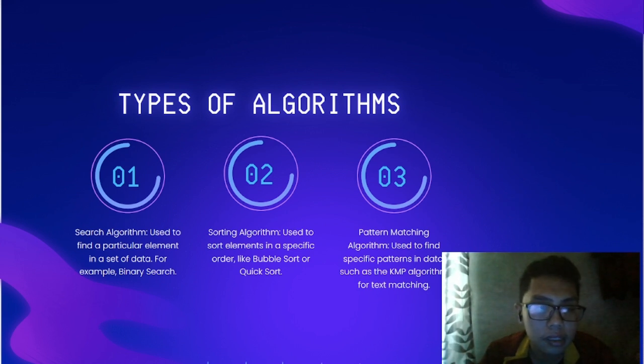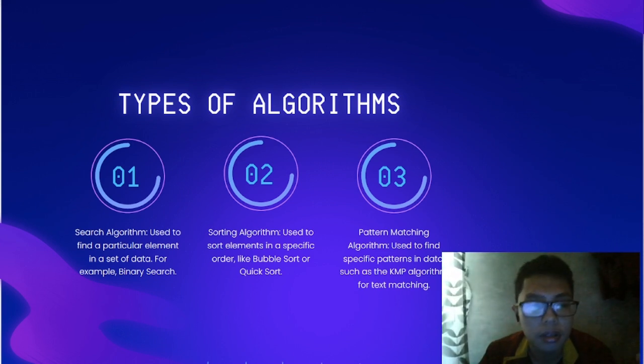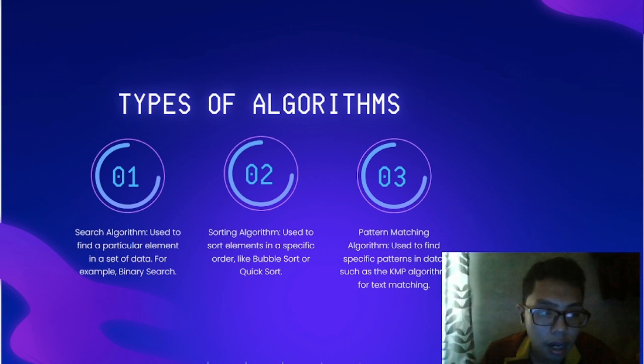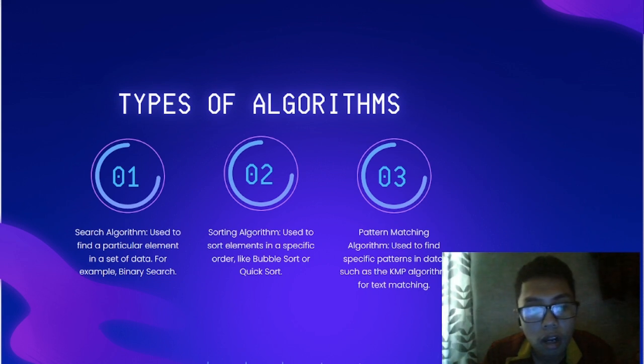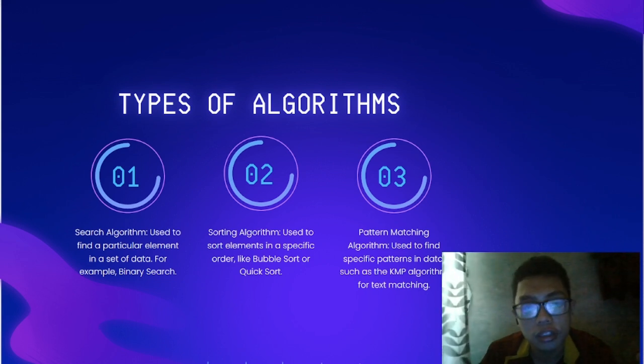Next slide is types of algorithms. Algorithms come in many different types, depending on the purpose. Here are a few commonly used types. The first one is search algorithms, used to find a particular element in a set of data, for example, binary search.